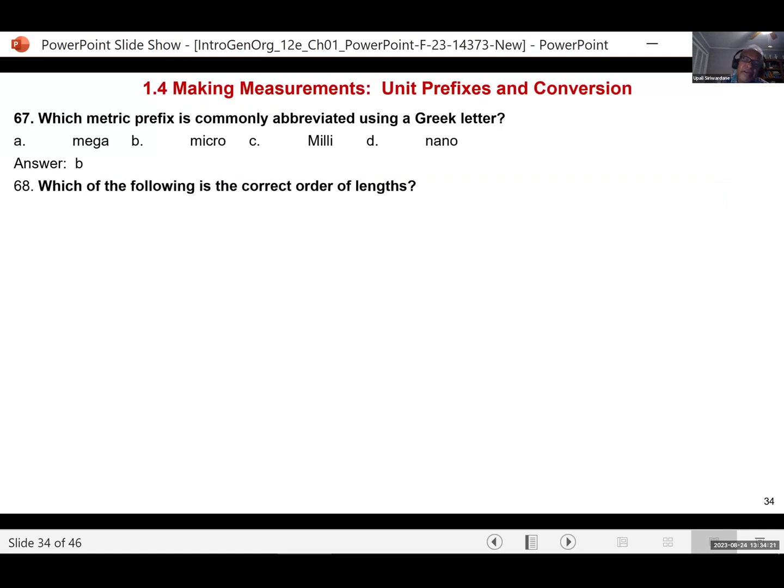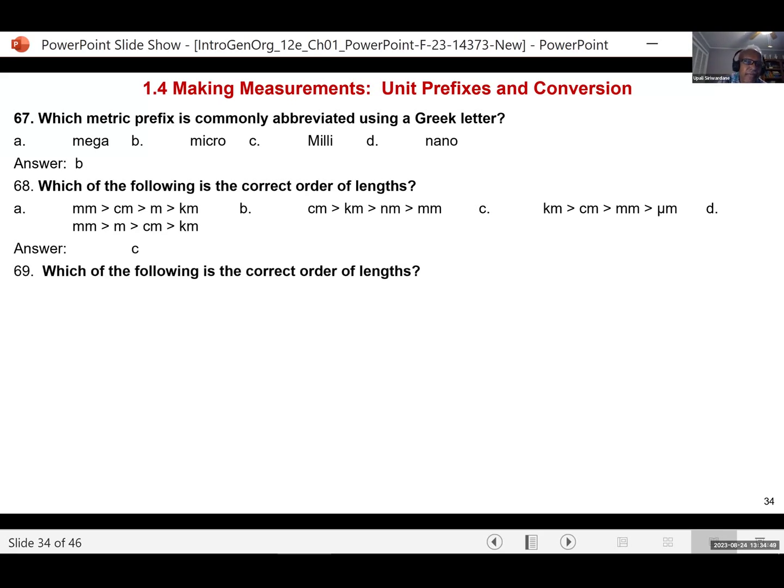Which of the following is the correct order of length, greater to smaller? C is the correct answer. Kilometers are bigger than centimeters. Centimeters are bigger than millimeters. Millimeters are bigger than micrometers. Therefore, the answer is C.